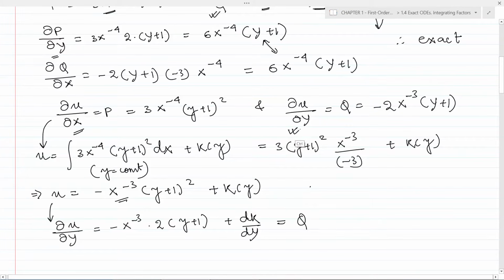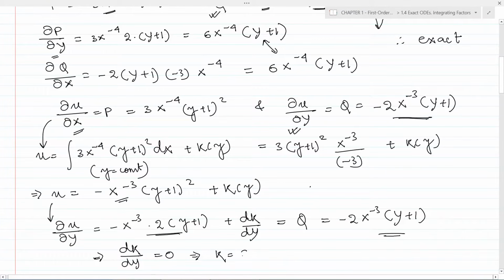From here we can see del u by del y equal to q, which is equal to this one, that is minus 2 x to the power minus 3 whole into y plus 1. Now, this term and this term they cancel out, and we have dk by dy equal to 0, which implies k equal to a constant. Let us take C1.